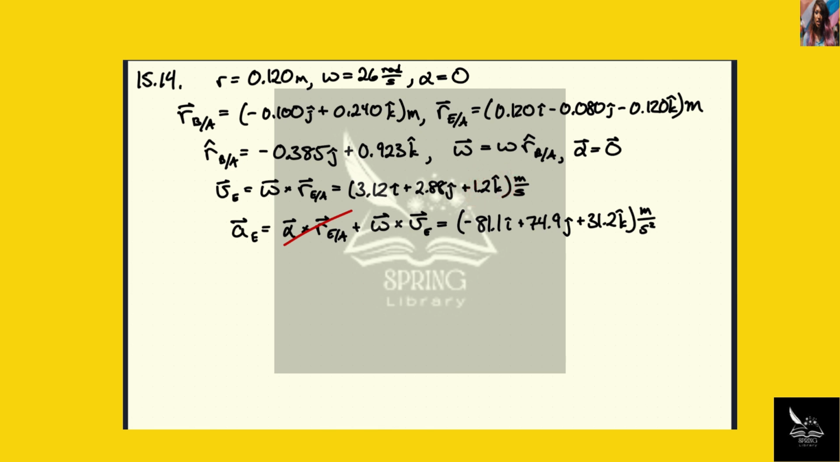Now, the acceleration at point E is given by this expression. Again, the angular acceleration is 0, so this cross product goes away. We have the angular velocity vector and the velocity vector at that point, so we can do this cross product, and we get this term here. Does this make sense? It kind of does. It makes sense that this is negative, since centripetal acceleration is going to pull that in.